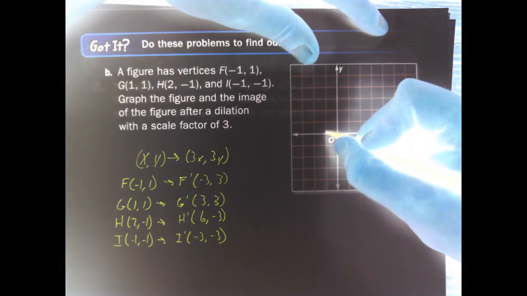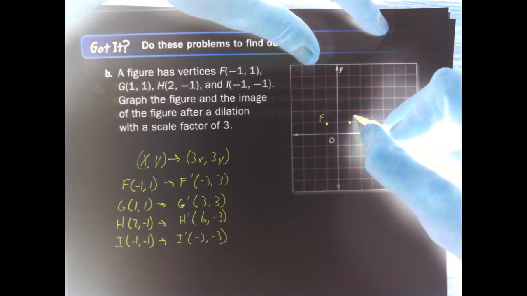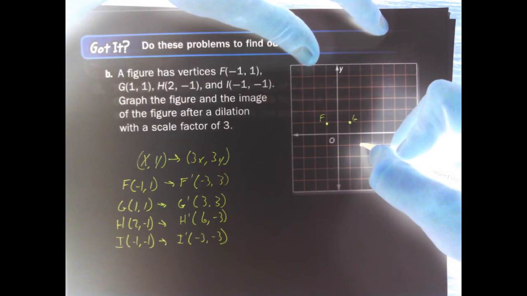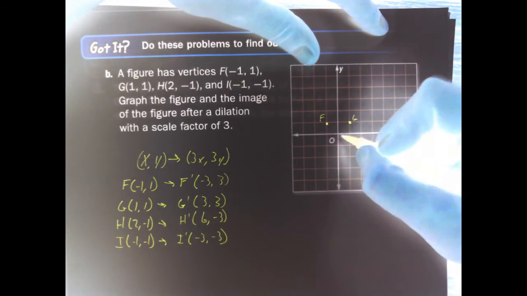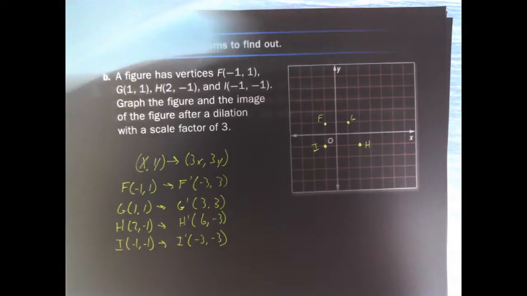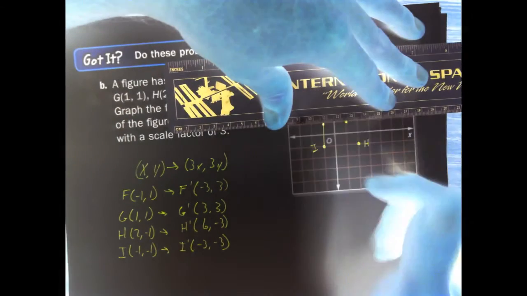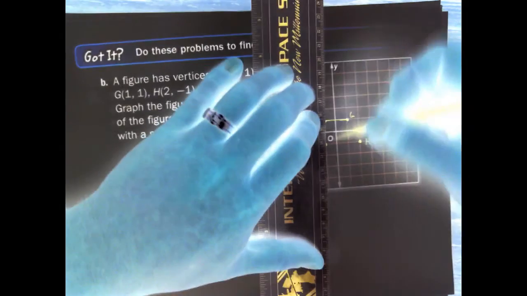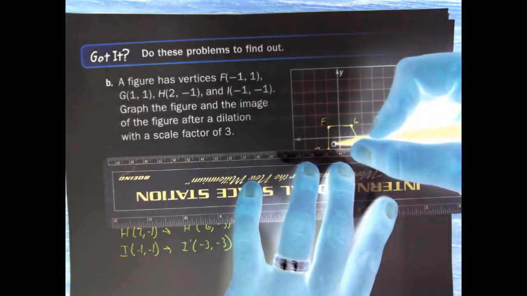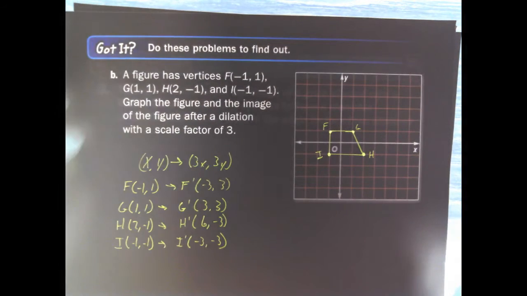So I've got F at (-1, 1), G at (1, 1), H at (2, -1), and I at (-1, -1). So this is what my pre-image looks like. This is where I start. Okay, there's my starting point. Now I'm going to graph my image.